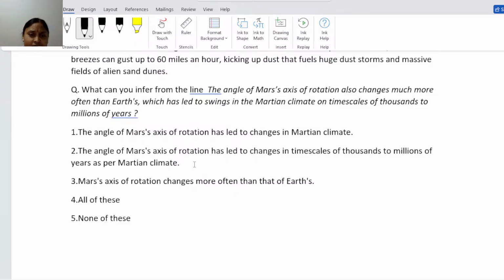The angle of Mars' axis of rotation has led to changes in the time scales. That is also correct. The axis of rotation changes more often than Earth's. So all the statements are correct. From that paragraph, we can see that all these changes happen frequently on Mars compared to the Earth.